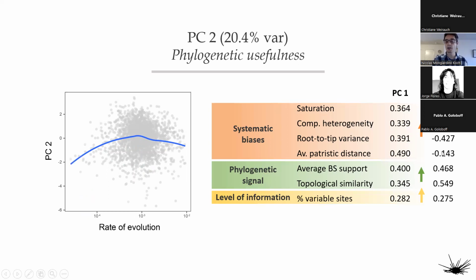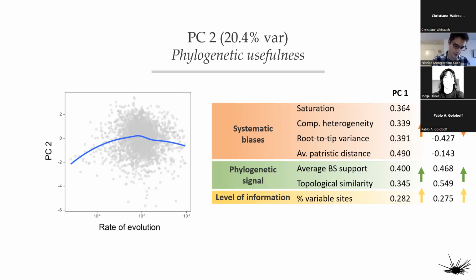But when we look at the loadings, we see that selecting based on PC2, or the scores of genes along PC2, enriches the data in genes that are highly informative, have a high level of phylogenetic signal, but at the same time show evidence of reduced systematic biases. And that's exactly what we wanted a subsampling method to do. And that's why we term the second PC axis a phylogenetic usefulness axis. And we're very happy with this result.